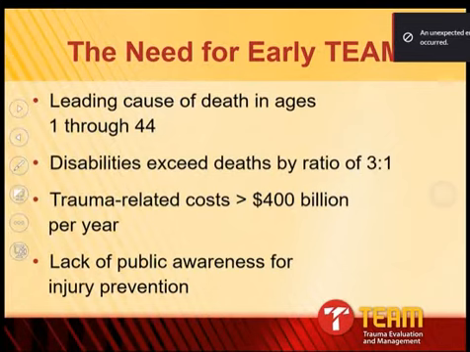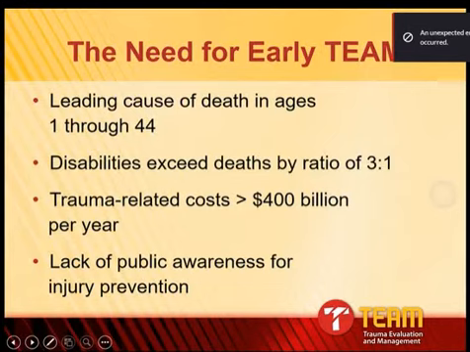So trauma is the leading cause of death for people ages 1 through 44. The important thing to know is that this happens to young people, and it happens predominantly to males, because males tend to have riskier behaviors than females. It's not always true, but they tend to be a little more aggressive and a little more risk takers.